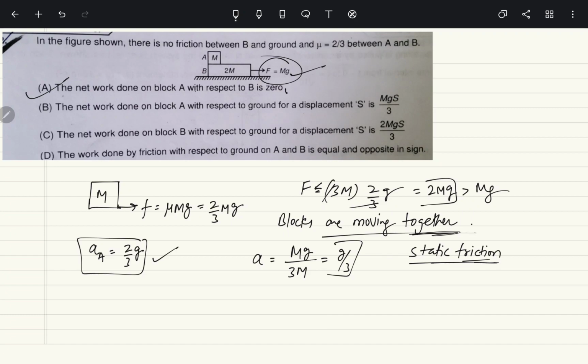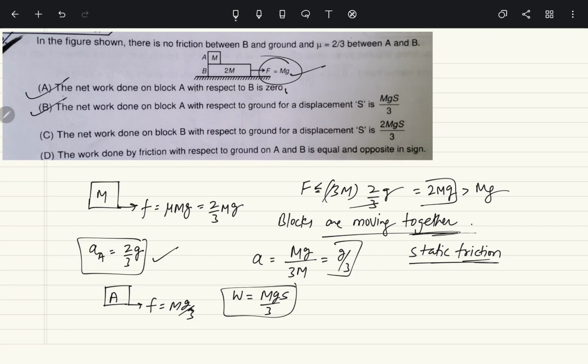Now we see the second option, net work done on block A with respect to ground for displacement s. With respect to ground, we'll see the force acting on A block. On A block the static friction is acting, and it will be equal to the net force acting on it, that is mass m into acceleration g by 3. With this force, the work done will be force into displacement s, so mg by 3 into s. So that is the work done on block A with respect to ground, so the B option is also correct.